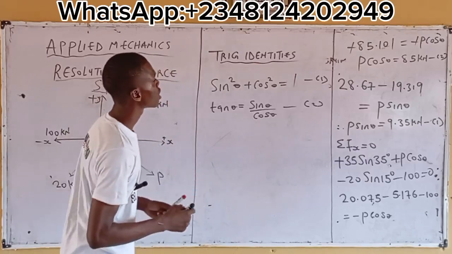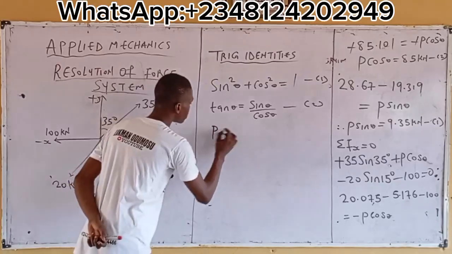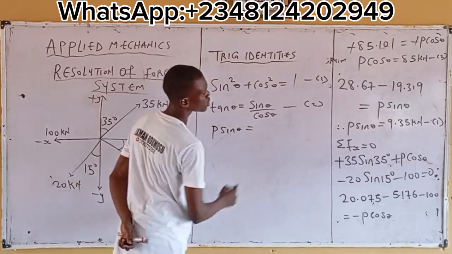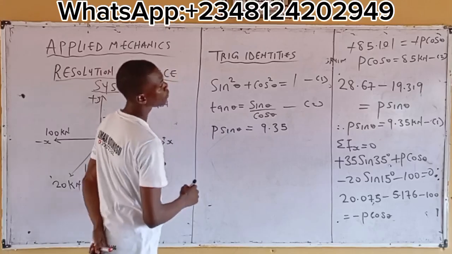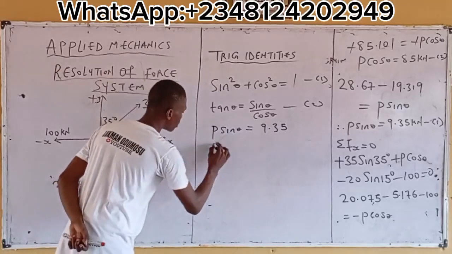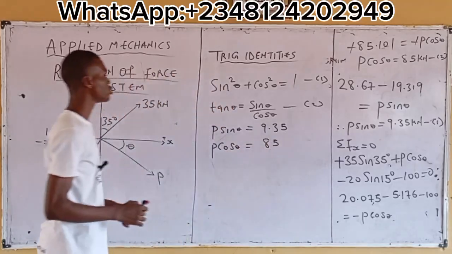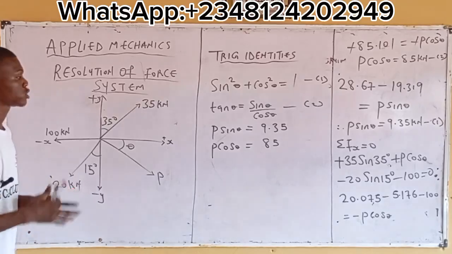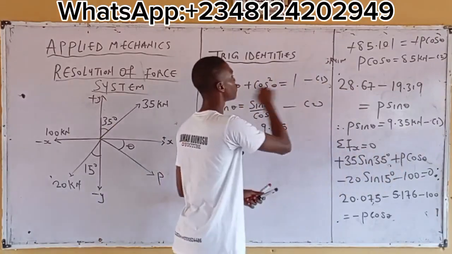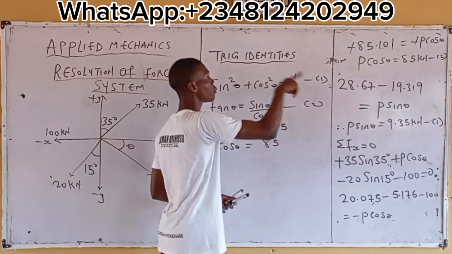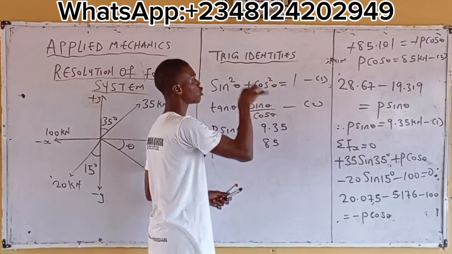So either we make use of 1 or 2, we still get the same thing. Now let's use the first one, meaning sin square theta plus cos square theta is equal to 1. So what it means is that we bring your equation 1. What's your equation 1 here? P sin theta is equal to what? 9.35. Then equation 2 is what? P cos theta is equal to what? 85. Now what you should do from here, square both sides.